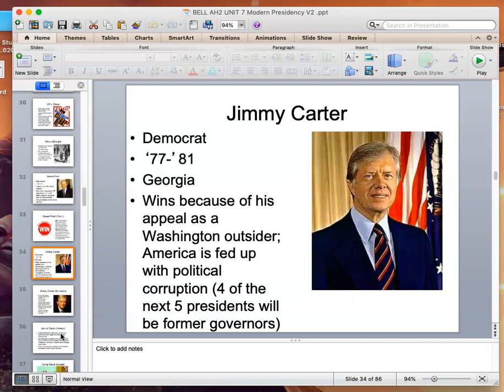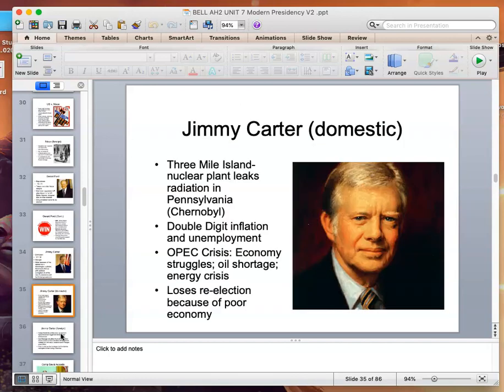People are tired of the inside baseball in Washington with the politics, and they want people who had run at the state level and actually ran states to do things in Washington that they had done for their states. Problem is, good governors don't often translate to good presidents. I think they do more than senators especially, or even House members do, which House members are rare to go straight from the House to the presidency. But four of the five next presidents will be former governors, starting with President Carter.